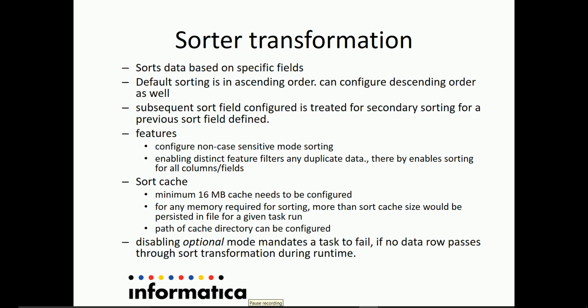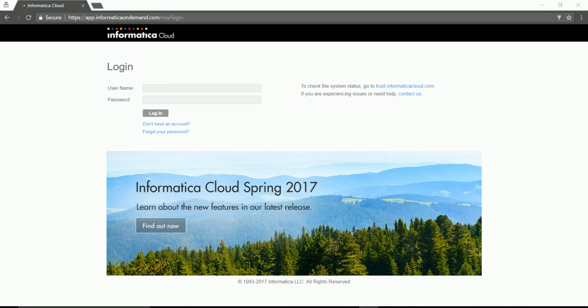There is an option called optional mode in Sorter transformation. Disabling this mode would lead to failure of the task if no data row is passed through the pipeline where the Sorter transformation is available. Let's go ahead and have a look at how to use this Sorter transformation using a demo.